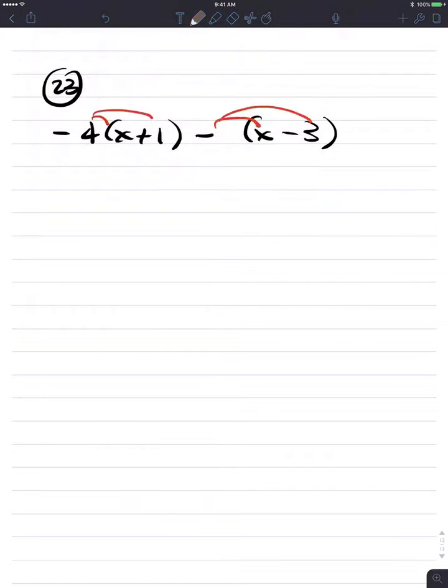Number 23. I have negative 4 times x plus 1 minus x minus 3. Use your distributive property to get rid of the parentheses. Don't forget, there's a negative 1 times x here. We have negative 4x minus 4, negative x plus 3. Negative 4 times x is negative 4x. Negative 4 times a positive 1 is negative 4. Negative 1 times x is negative x. Negative 1 times a negative 3 is a positive 3.